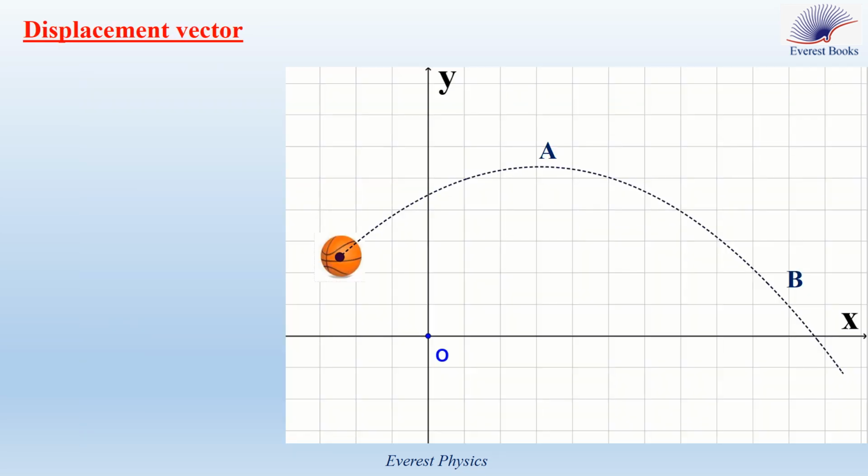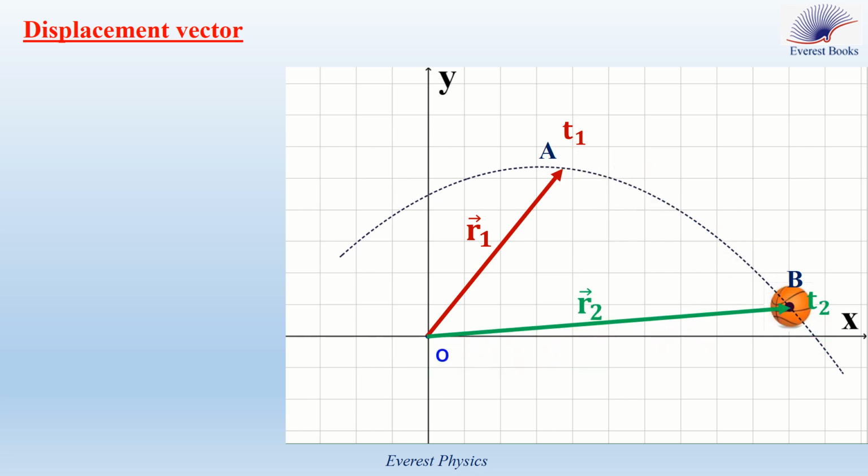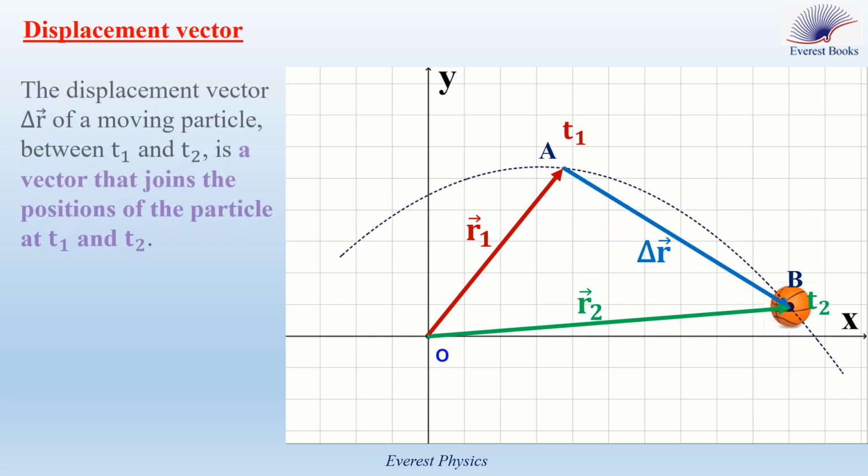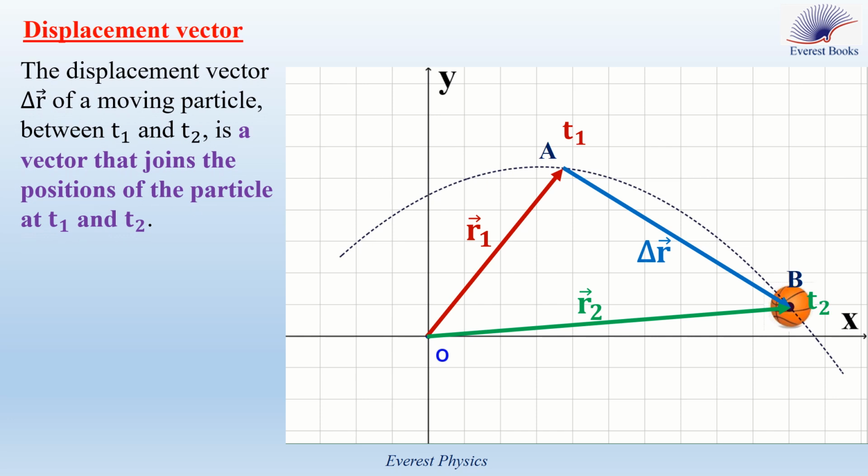Consider a particle moving along a curved path. Here is the position vector of the particle at an instant t1, and here is the position vector of the particle at an instant t2. Delta R is the displacement vector. As we have seen in the previous slide, the displacement vector delta R of a moving particle between two instants is a vector that joins the positions of the particle at these two instants.